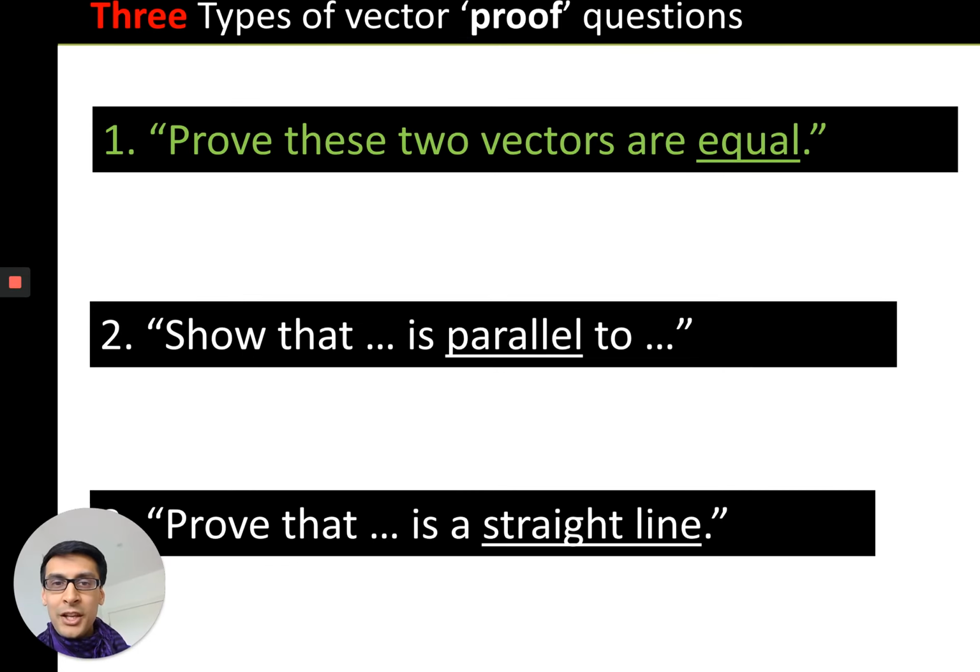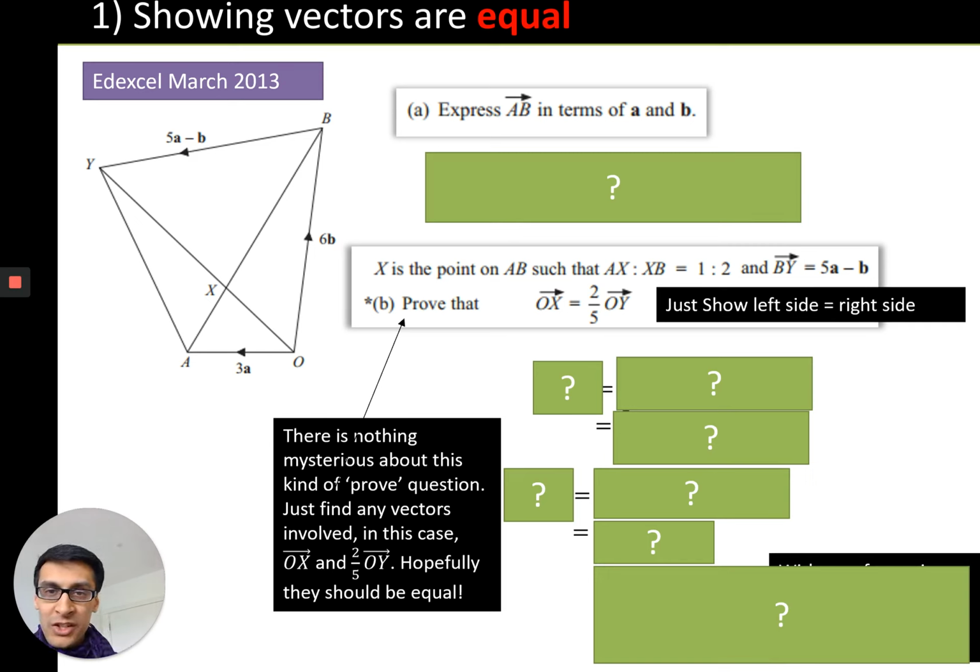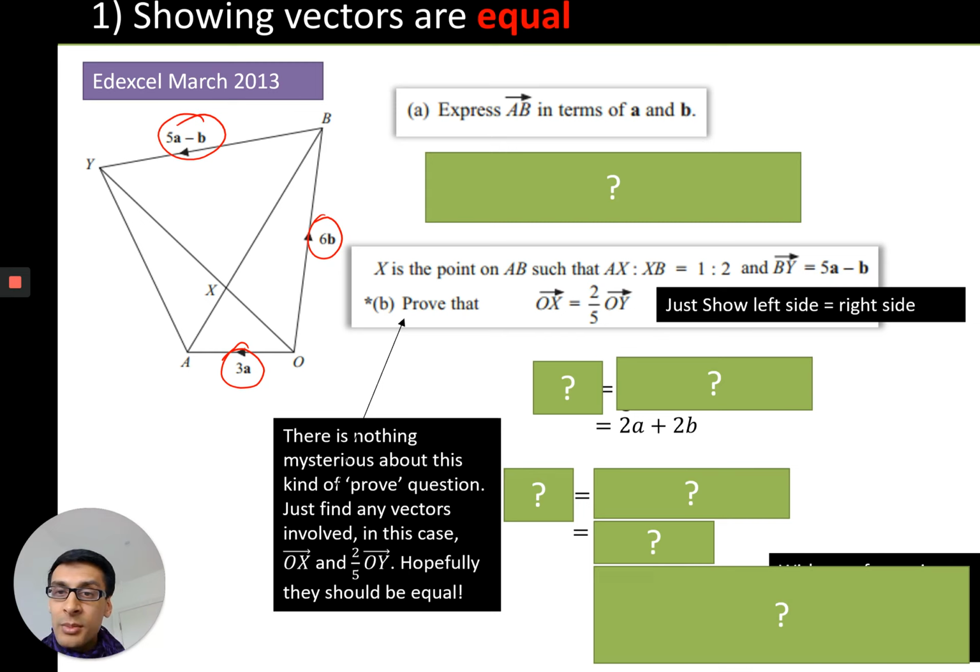This is video 1 on the 3 different types of proof, and we're going to look at how to show equal to each other. So here's an example of a question. You've been given a diagram, and you can see in this case you have 3a, 6b, and 5a minus b, and they represent vectors. You might be told that a vector is just b, for example, but in this case it's 6b. In this case, you actually have a subtraction of 5a minus b, and in this case, it's 3a.